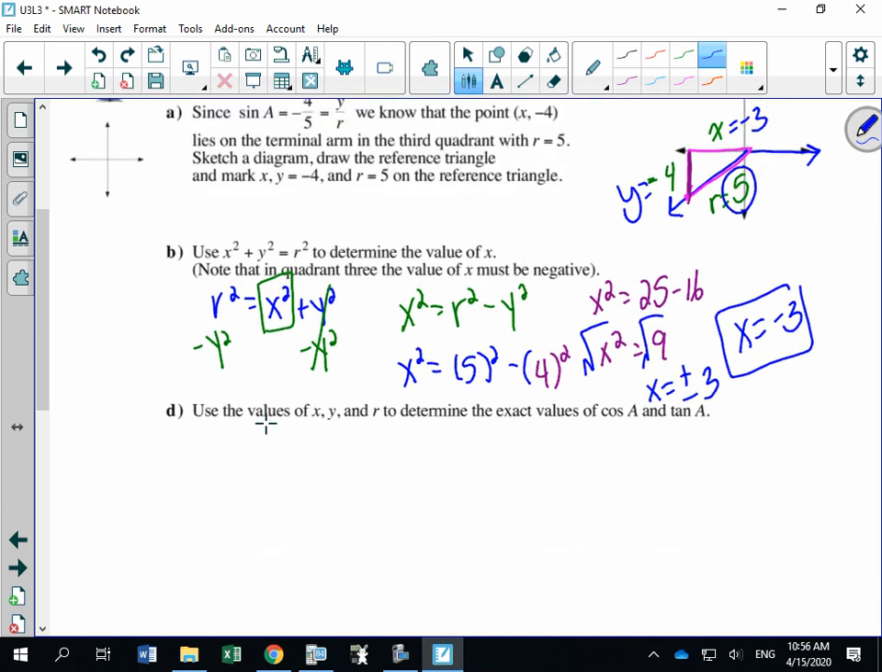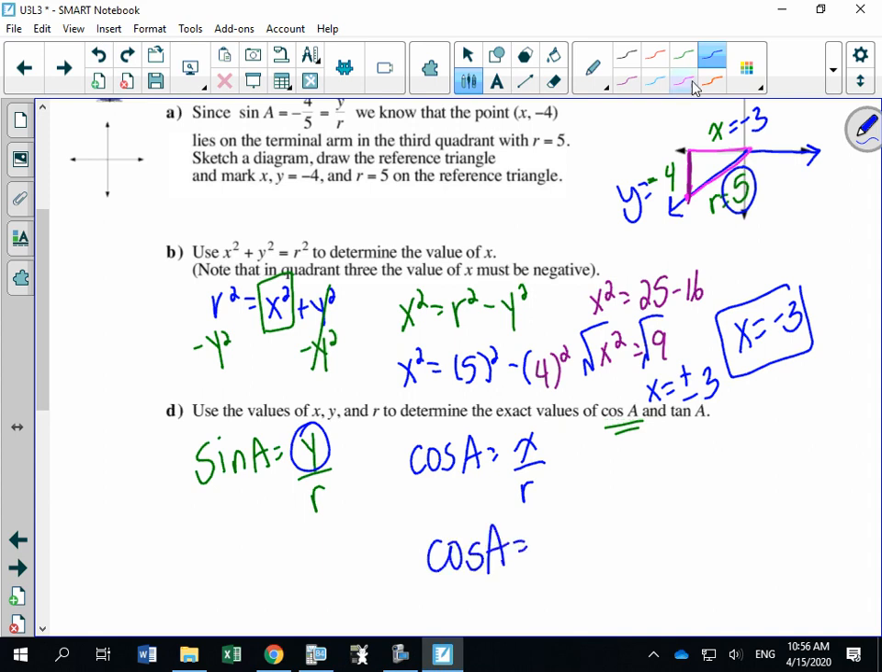Okay, then it says using the values of x, y, and r, so I've got it labeled x is -3, y is -4, r is 5, determine the exact values of the cos of A and the tan of A. Okay, so for cos of A, I'm just going to write sine of A off to the side, because sine of A is 7 yellow rabbits. Cos of A, if sine is y over r, cos is x over r. So the cos of angle A is x, which is -3, over r, which is 5. That would be my trig ratio for the cos of A.